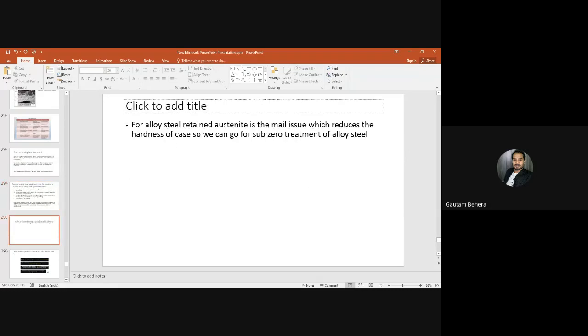For alloy steels, suppose you want to do carburizing of low alloy steels, there might be some problem sometimes, because alloy steels mean, you understand, the Ms temperature goes down.